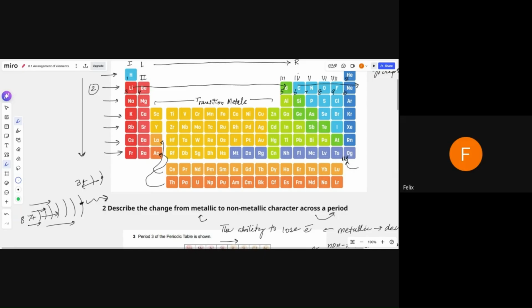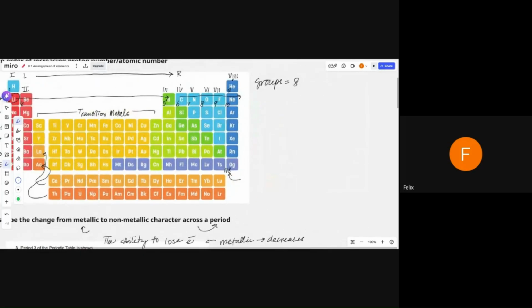So what is metallic character? Metallic character means the ability to lose electrons, right? So francium will have a higher metallic character because it can lose electrons more easily as compared to lithium, which is at the top of the group, right? Similarly, if you look at fluorine, fluorine is a non-metal, and it gains electrons. So the non-metallic character decreases down the group, right?